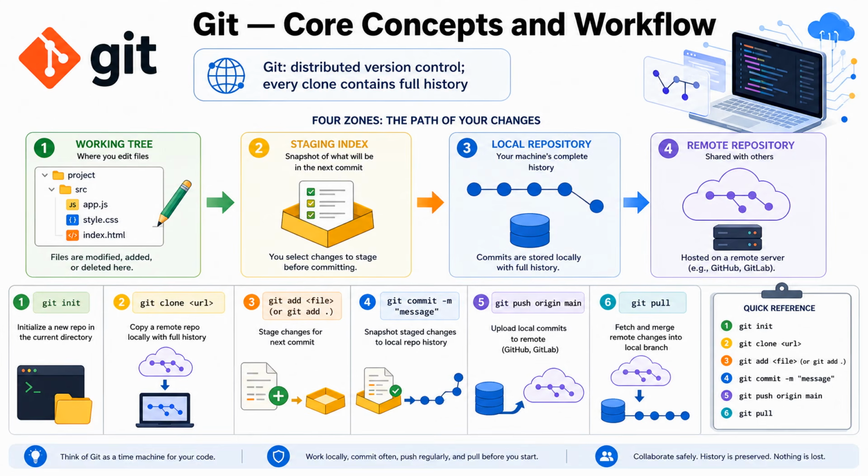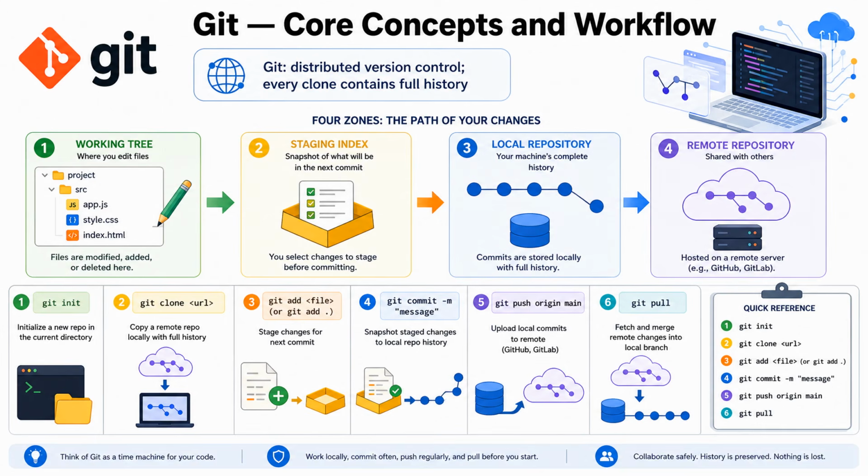Zone 2, the staging index, also called the index or cache. This is Git's preparation area. You explicitly choose which changes to include in the next commit. git add filename.py moves changes from the working tree into the staging index. git add . stages all changes in the current directory and its subdirectories.